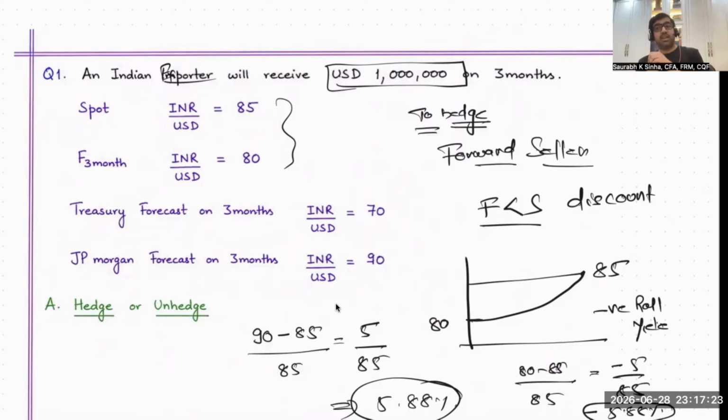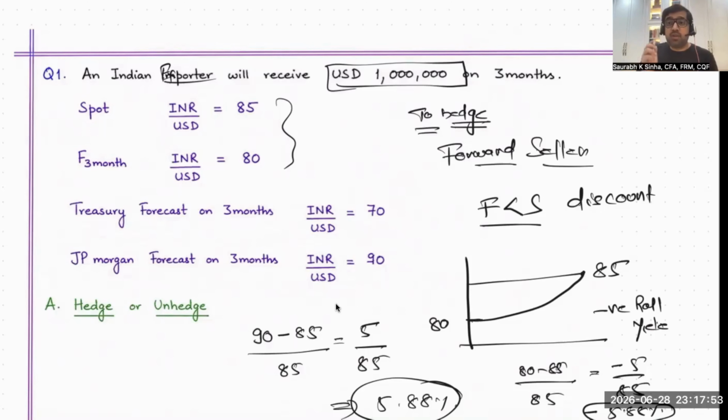Because JP Morgan is saying that in the future, USD will appreciate after 3 months, and you're about to receive USD, which you will sell at 90 INR, not 85 or 80 or 70, 90 INR. Should you hedge or not? As a risk neutral investor, you will simply say that I will not hedge, because you're going to make profit by keeping your position open, right?